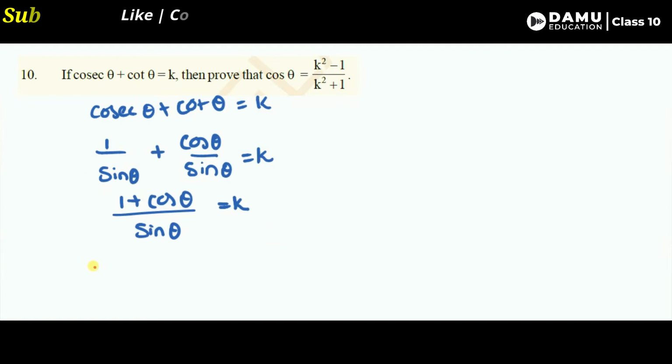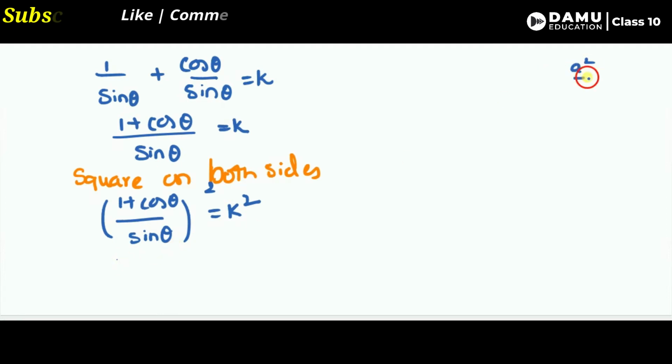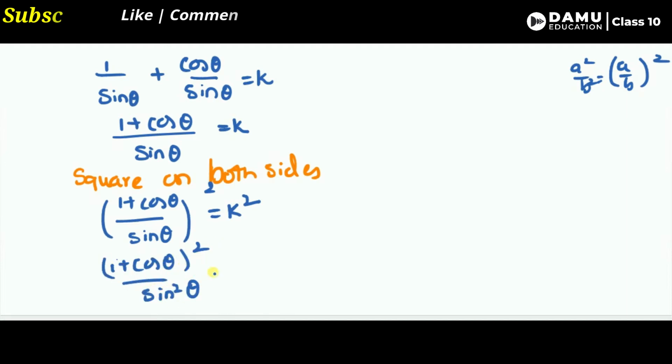So you can say one thing here. Let's take the square on both sides. Then you can write 1 plus cos theta by sine theta whole square, that will be equal to k square. Here, let's take 1 plus cos theta whole square separately. A by b, what is that? A square by b square will be equal to a by b whole square. So let's write this as 1 plus cos theta whole square by sine square theta. That will be equal to k, sorry, it is k square.